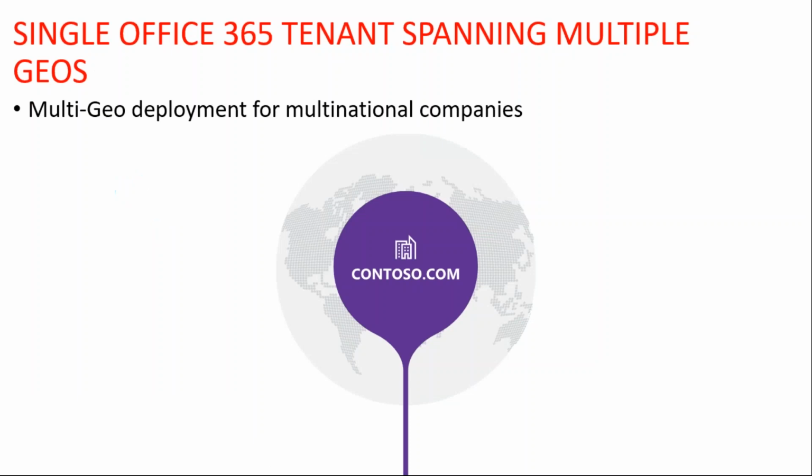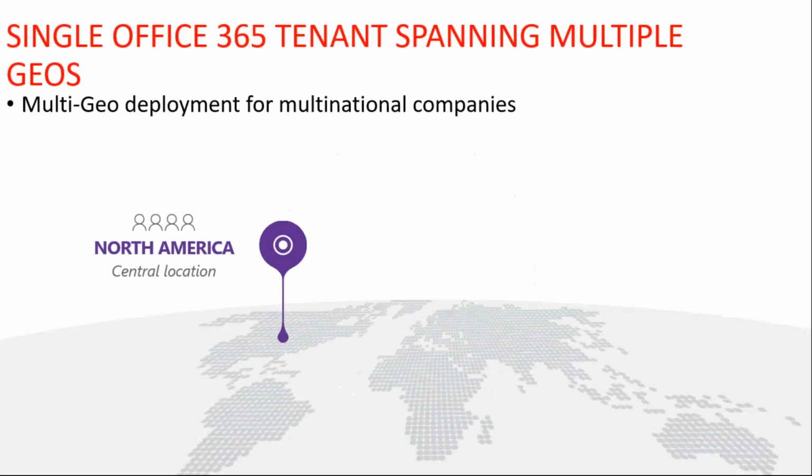Let's say there is an organization called Contoso. They have their contoso.com, right? This organization is a multinational company, and their primary office is in North America. So let's say while choosing their Office 365, they said my tenant, my data should be sitting in North America. And since this is a multinational company, they also have to abide by some data residency laws.